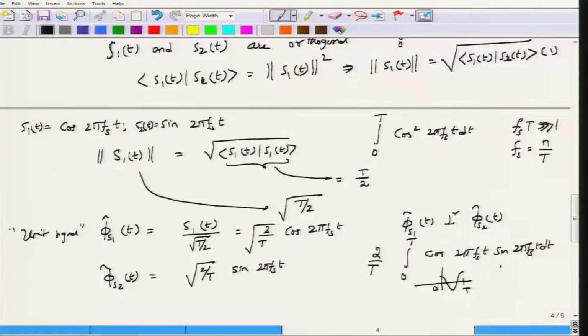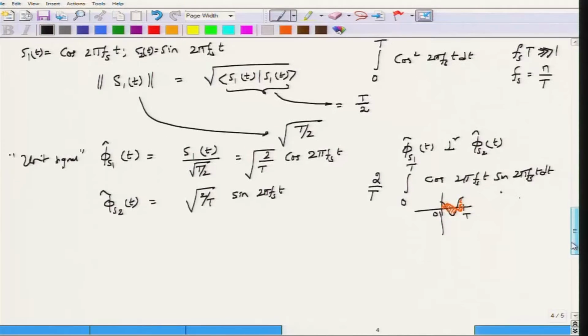Clearly, the cos signal over the time duration 0 to T would be a function of this form, whereas the sine function would be of the other form. What this implies is to basically take the area under the product of these two, and that area actually vanishes, because one of them is an odd function, the other one is an even function. So, this will be equal to 0, indicating that originally S1 of t and S2 of t are orthogonal.